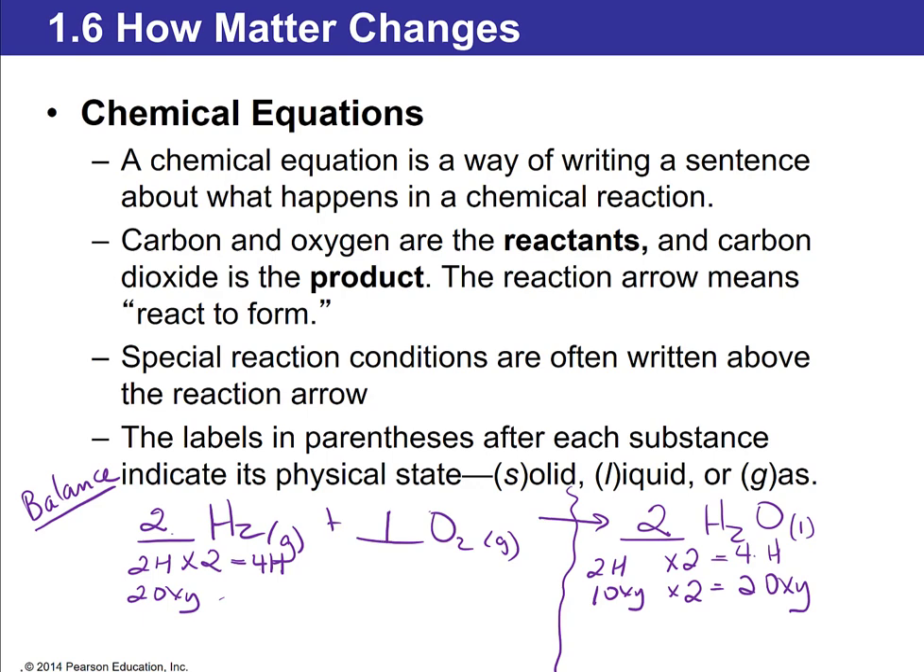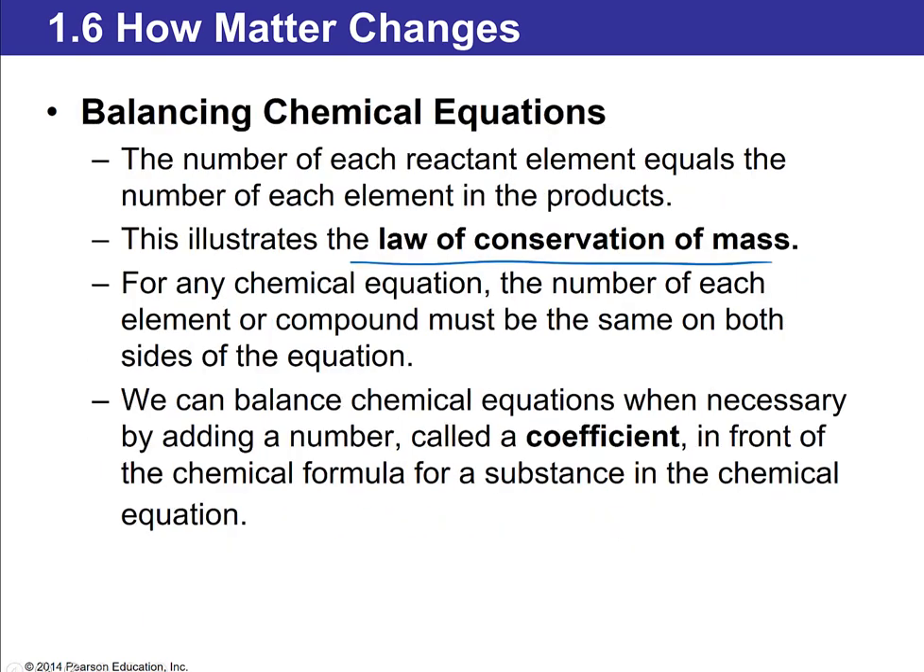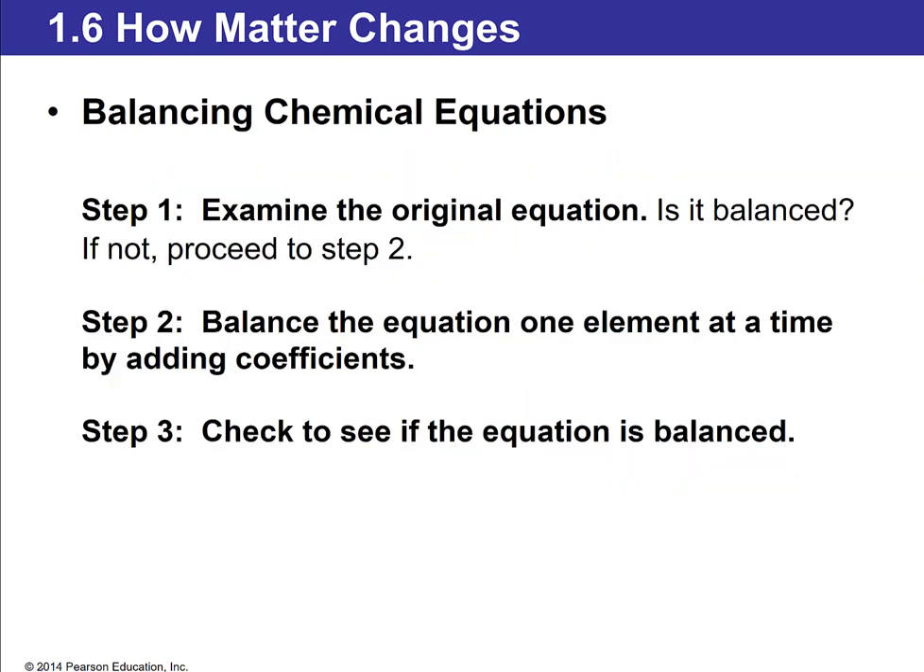So you're going to do the same thing each time when balancing. And so you're adding what's known as the coefficient. And the goal is to get the total number of atoms of each element the same on both sides of the equation.